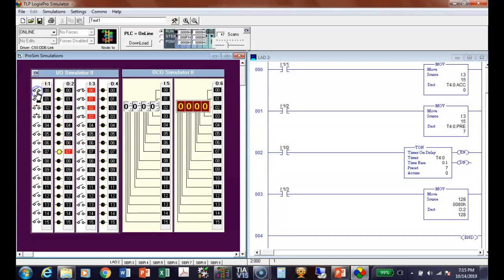Reset it. Okay. So here it timed and it stayed solid, right? And then what I'm going to do is disable the timer. As soon as I disable the timer, what happens to the accumulator value? It automatically goes back to 0.